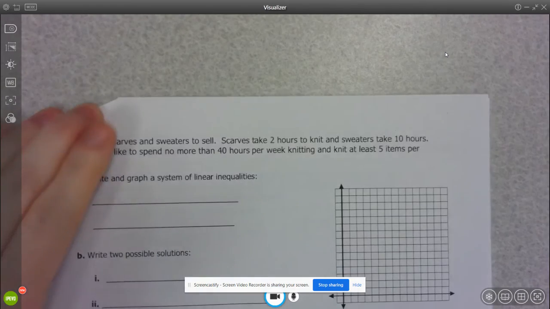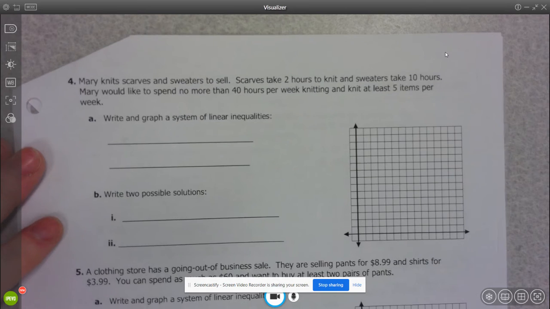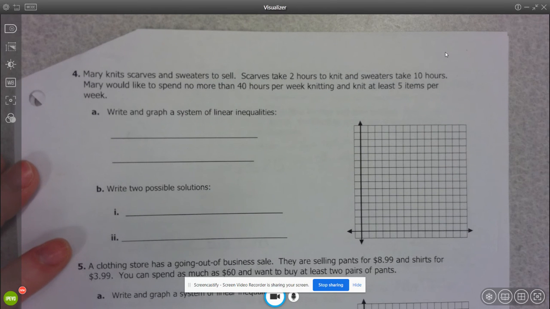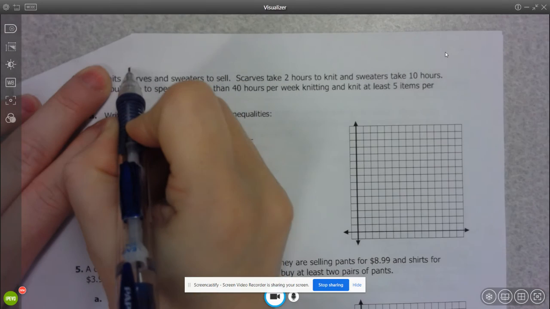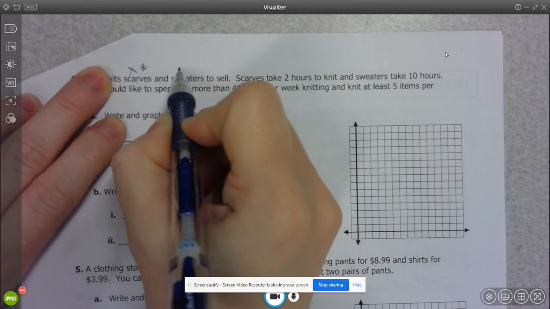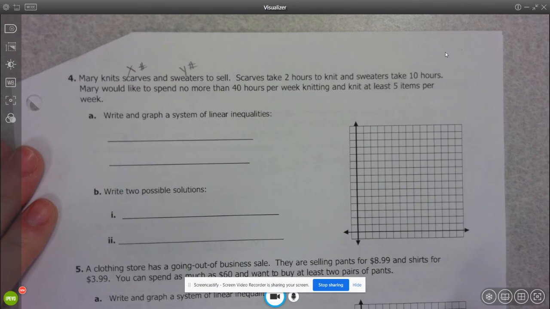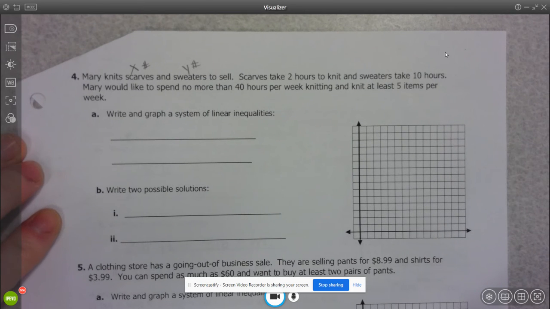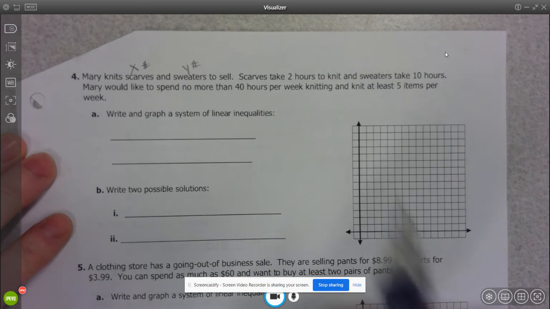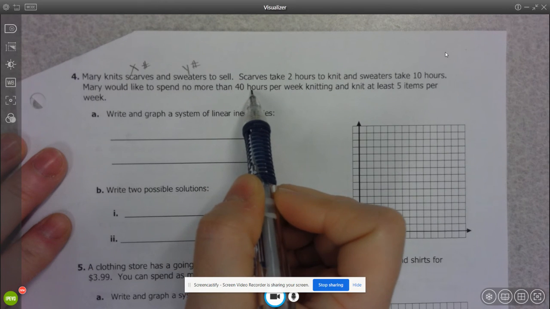You know I love number 4 already, because it's talking about knitting. So we're knitting scarves and sweaters. So I'm going to make x the number of scarves and y the number of sweaters. So she's saying that scarves take 2 hours to knit and sweaters take 10 hours to knit. I'm going to be honest with you, that's not realistic. It takes a lot more than 10 hours to knit a sweater. But anyway, so no more than 40 hours a week knitting.